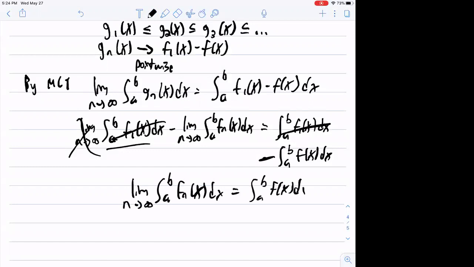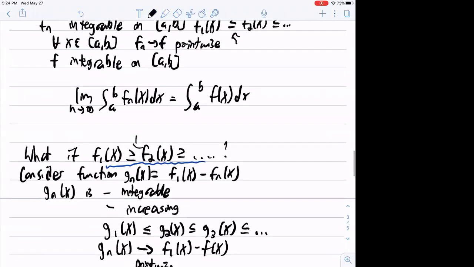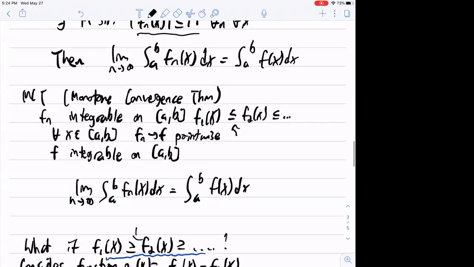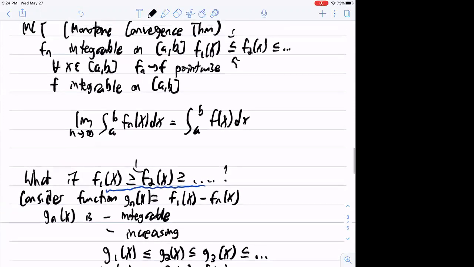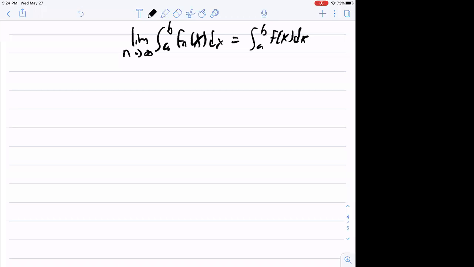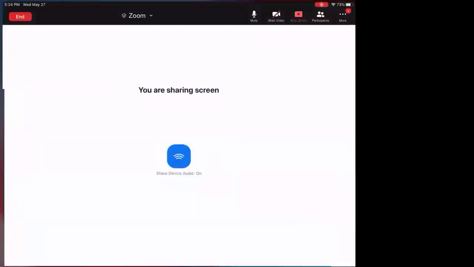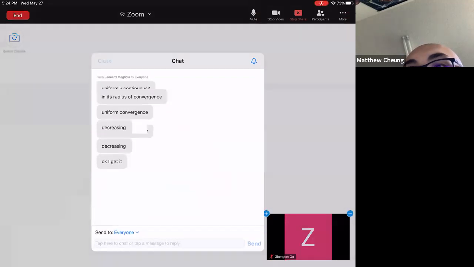So for the monotone convergence theorem, basically you just need one way, because for the other way, you prove it like this. That's why the book only shows one way. But it is true for the other way, if the arrows go the other way. Okay, any questions so far? Great, okay.